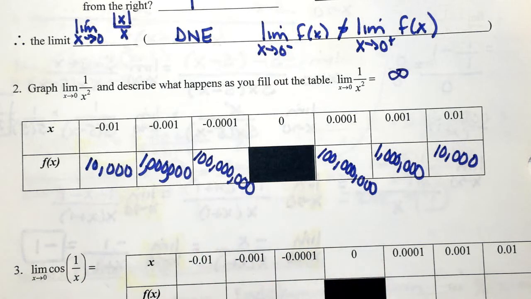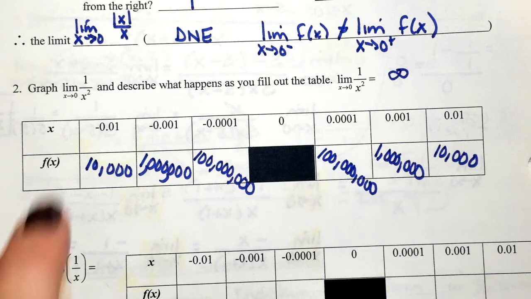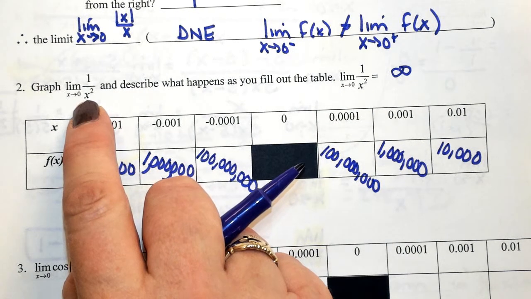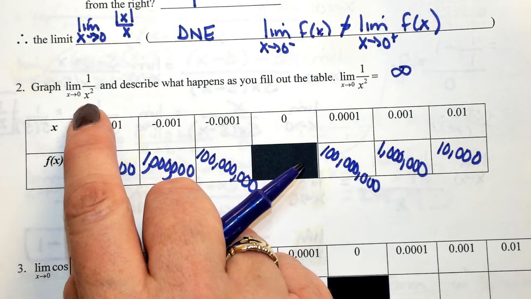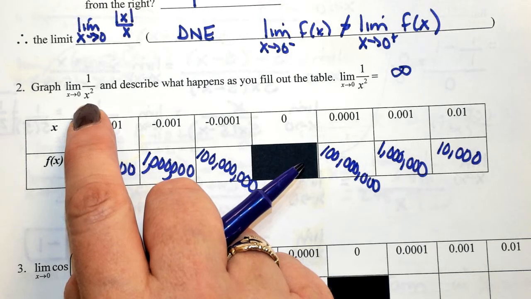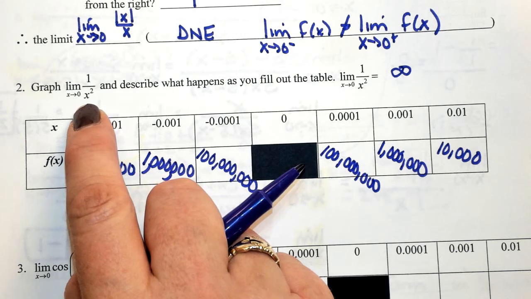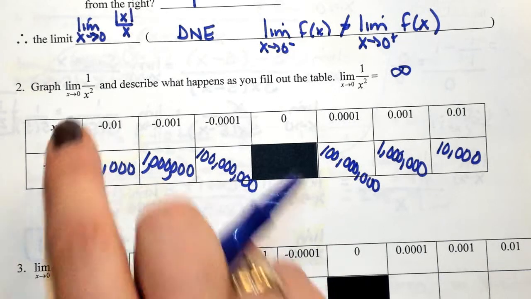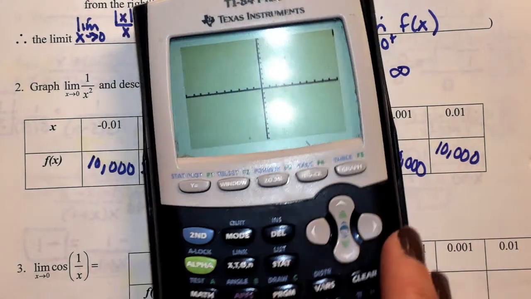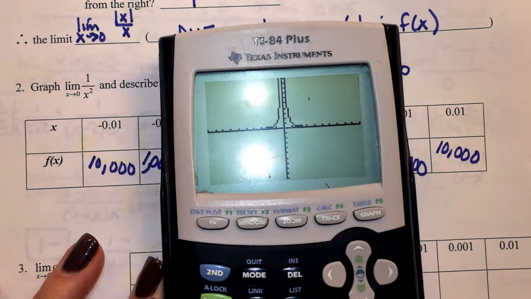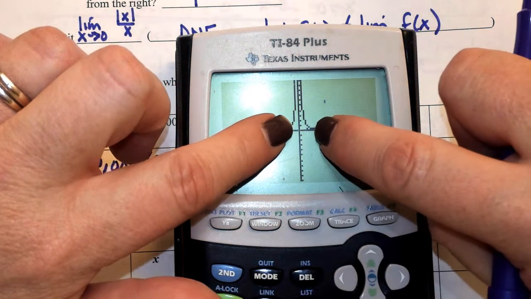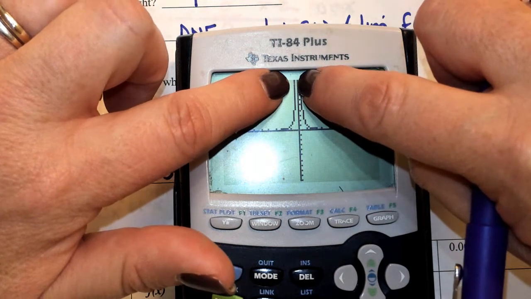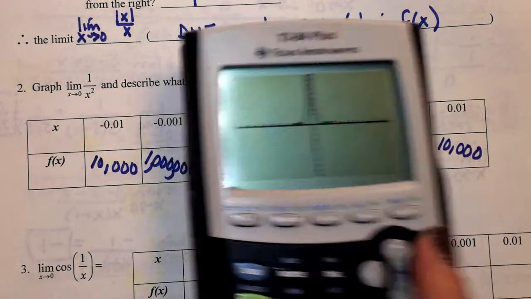We just got done, ladies and gentlemen, back in Unit 8, graphing 1 over x squared. Graphically, what is happening at x equals 0? Remember we talked about vertical and horizontal asymptotes? What do we have at x equals 0? We have a vertical asymptote. As your graph approaches a vertical asymptote, the behavior of the function is going to go up towards positive infinity or down towards negative infinity.